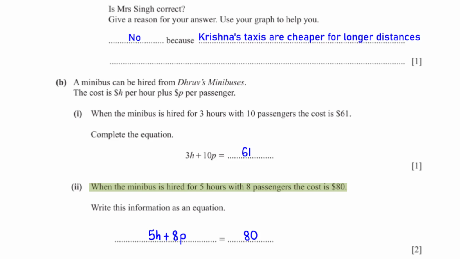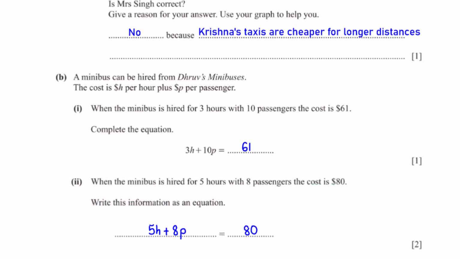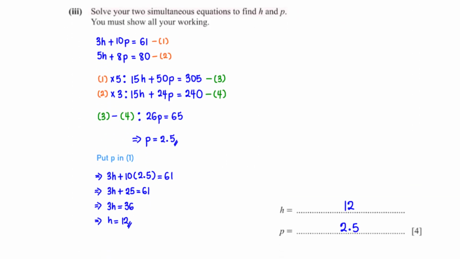When the minibus is hired for 5 hours with 8 passengers, the cost is $80. Write this information as an equation. So similar to the previous solution, this will be 5h plus 8p equals 80. Solve your two simultaneous equations to find h and p. You must show all your working.